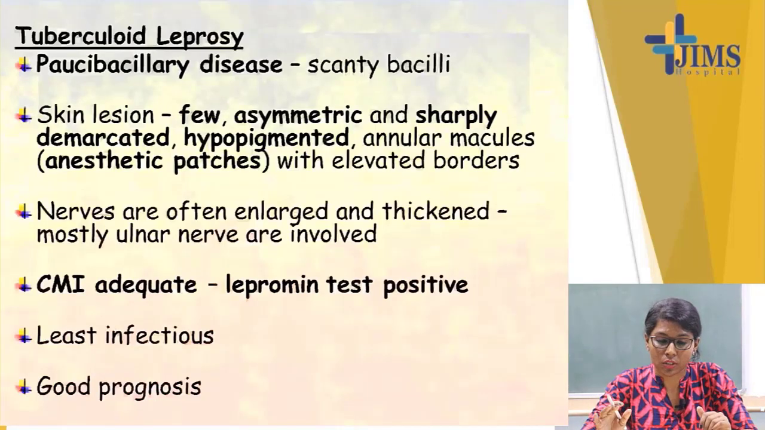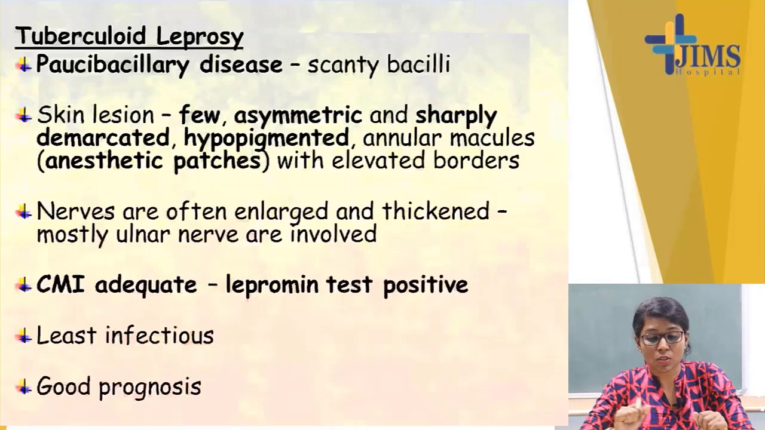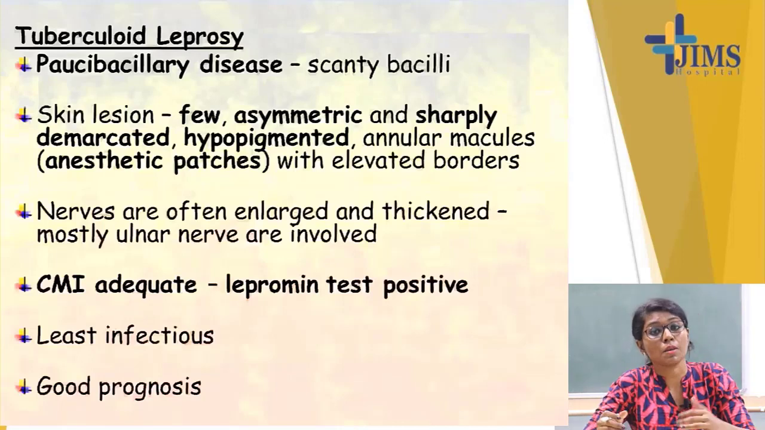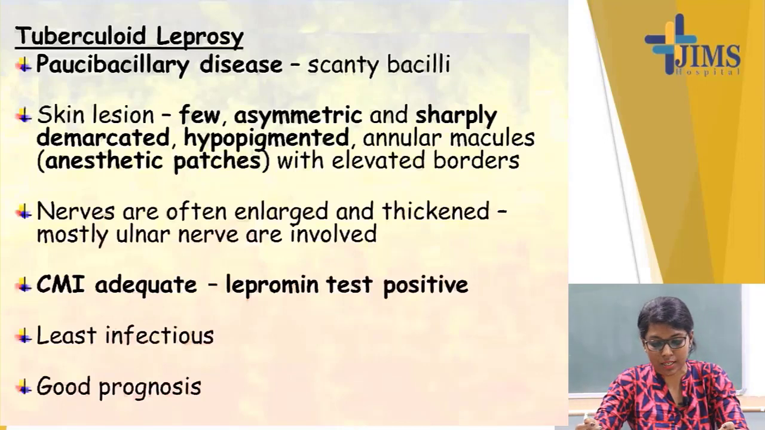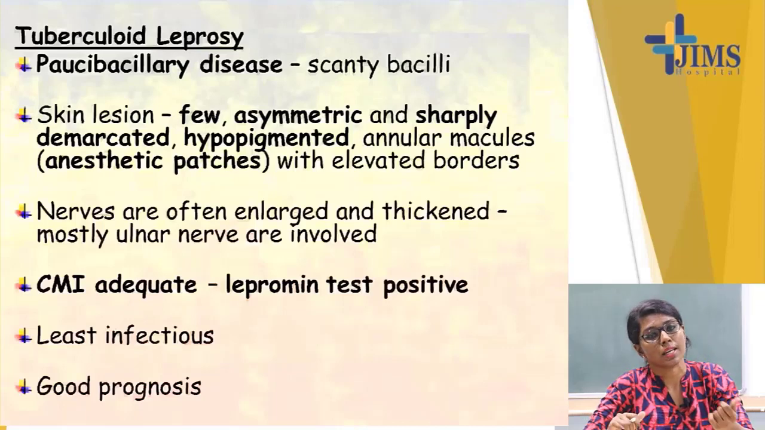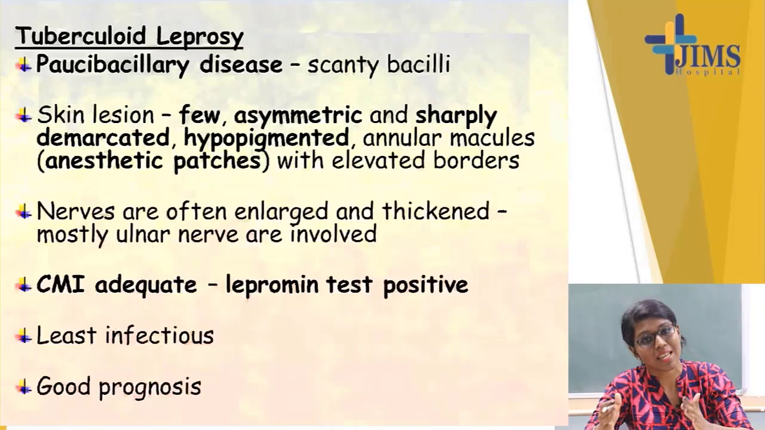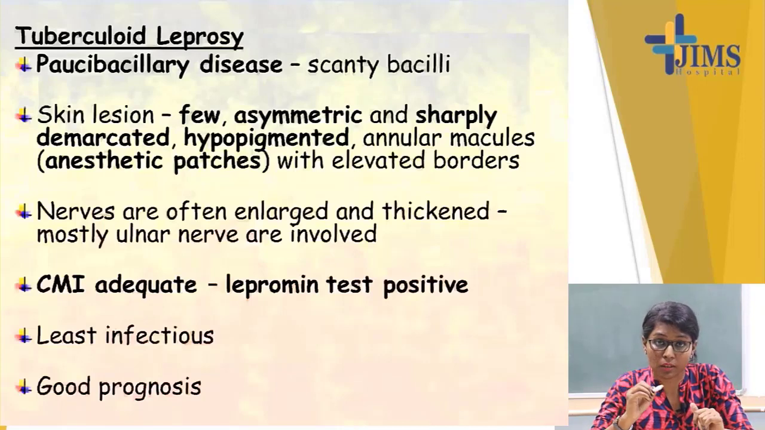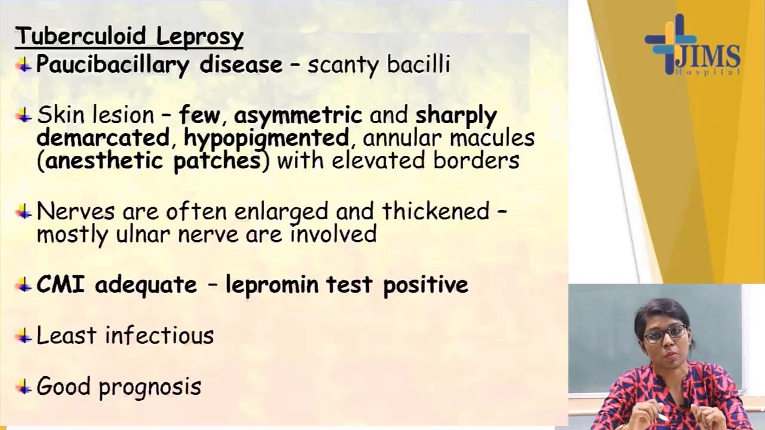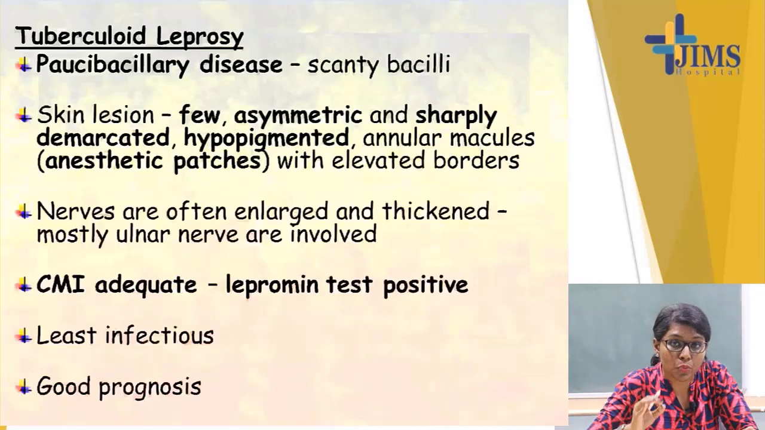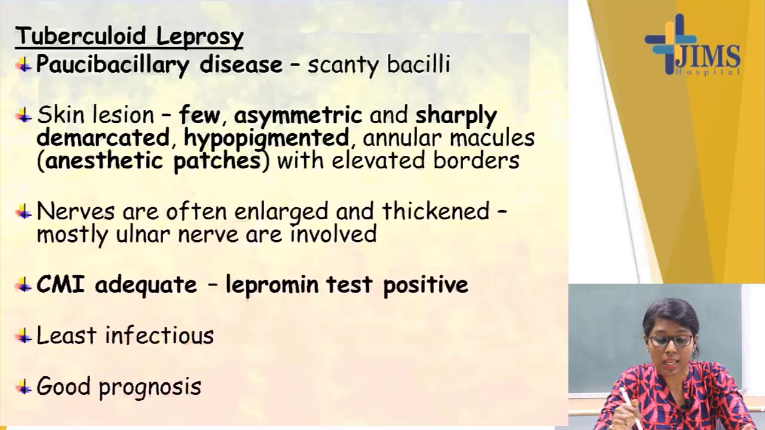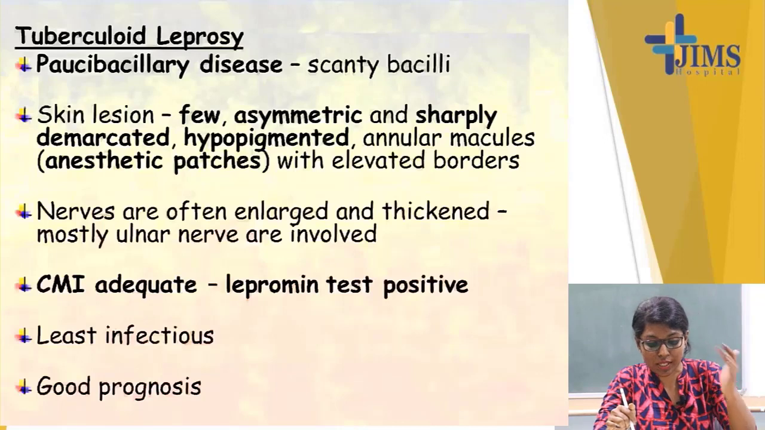Moving on to TT, no, not table tennis, it's tuberculoid leprosy. It is called paucibacillary. Pauci means less in number, so the load of bacilli is less in this case. Moreover, the lesions are a little different from the previous one. The previous one was symmetrical, this one is asymmetrical. And the margin of the lesion is sharply demarcated. What about the previous one, LL? In this case of tuberculoid leprosy it's sharply defined, but in case of LL it was not, it was irregular.